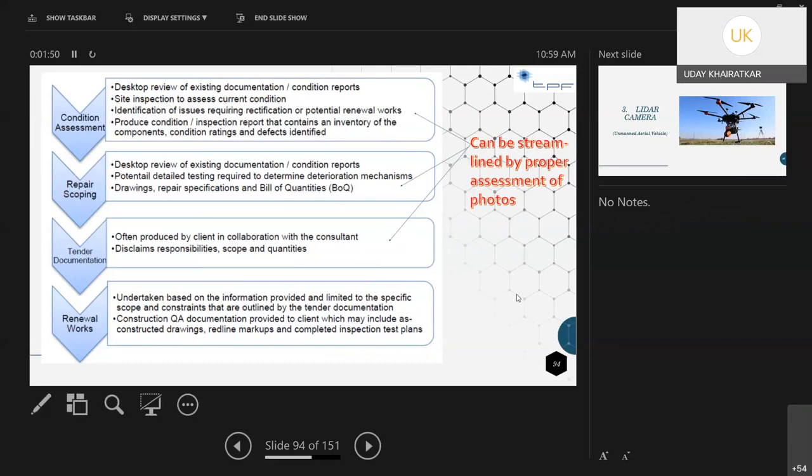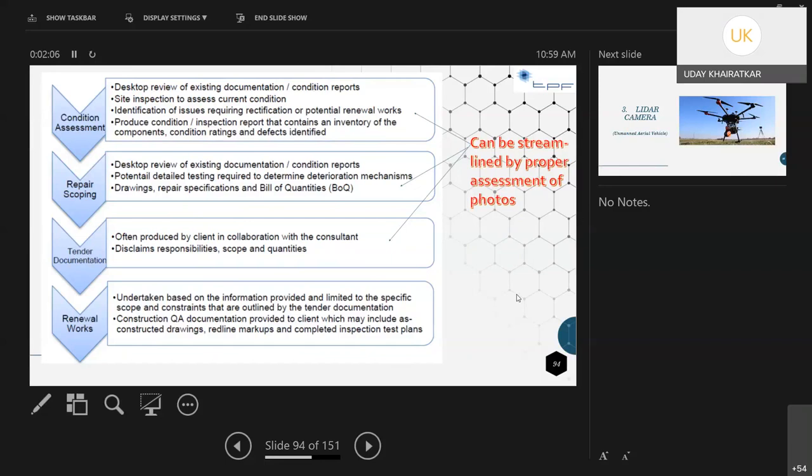Condition reassessment: desktop review of existing documentation, public condition reports, site inspection to assess current condition, identification of issues requiring rectification or potential renewal of works. Produce a condition inspection report that contains an inventory of the components.